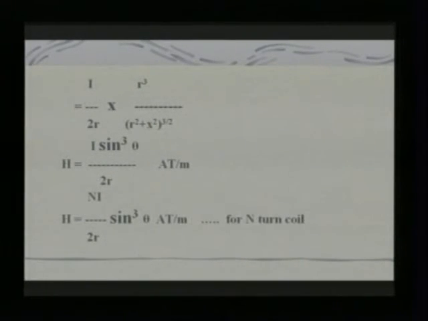Here r cube by (r square plus x square) whole to the power of 3 by 2 is equivalent to r by root of (r square plus x square) whole cube, which is equal to sin cube theta. Therefore, the equation for field strength H is equal to I by 2r multiplied with sin cube theta ampere turns per meter. If the circular coil consists of n turns, then the total field strength H will be N I by 2r sin cube theta ampere turns per meter.